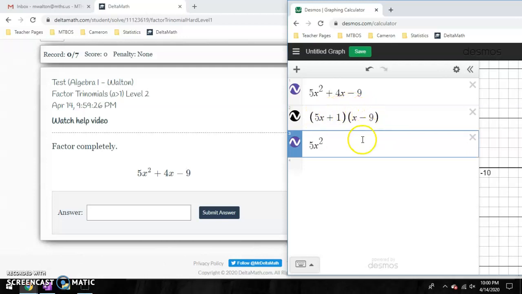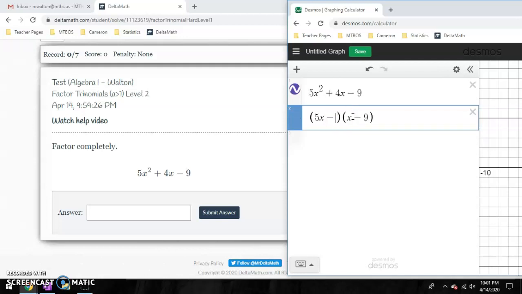5 times negative 9 is going to be, what is that, negative 45x. 1 times x is going to be plus 1x, and 1 times negative 9 is going to be negative 9. And if I were to add those together, that certainly does not add up to 4, so that's not going to work. However, we also need to worry about flipping these. I have 1 and -9.